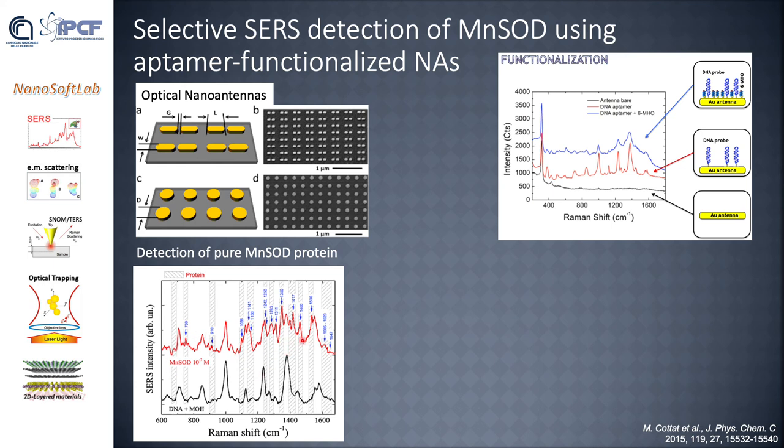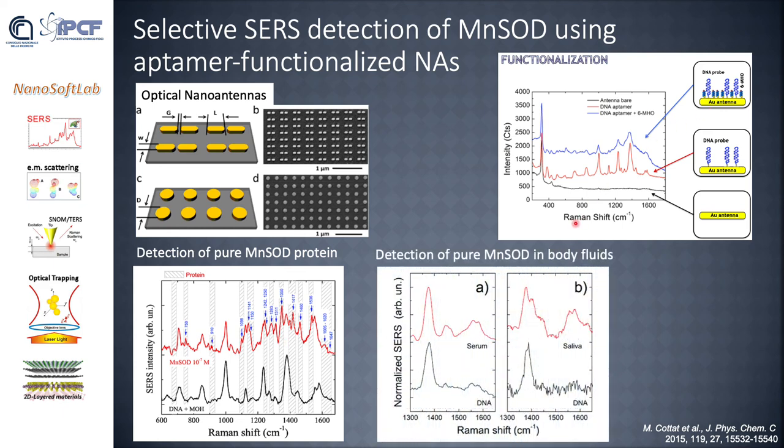And of course, the assignment of the peaks is quite difficult because in SERS, and especially in SERS of biomolecules, the peaks can be shifted and the intensity ratio can be very different from the native protein in solution. Finally, we have shown that it is possible to capture this MnSOD also in body fluids like serum and saliva. You see here, the black is the signal of the nanoantennas plus DNA. When it is immersed in the saliva and serum, we see the appearance of this band that is due to selective capture of MnSOD.